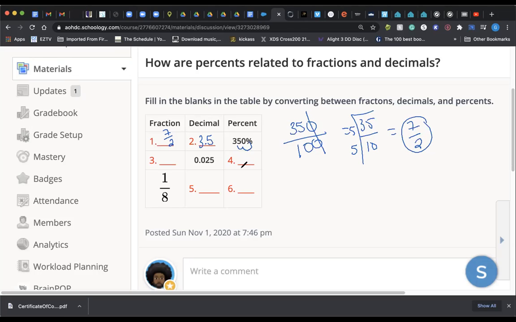All right, so let's try this next one. I'm going to change colors so we don't bleed. I have a decimal and it's 0.025. How do I turn that decimal into a percent? Multiply by 100. Okay, I just go 2 places to the right. 1, 2. So it becomes 2.5%.